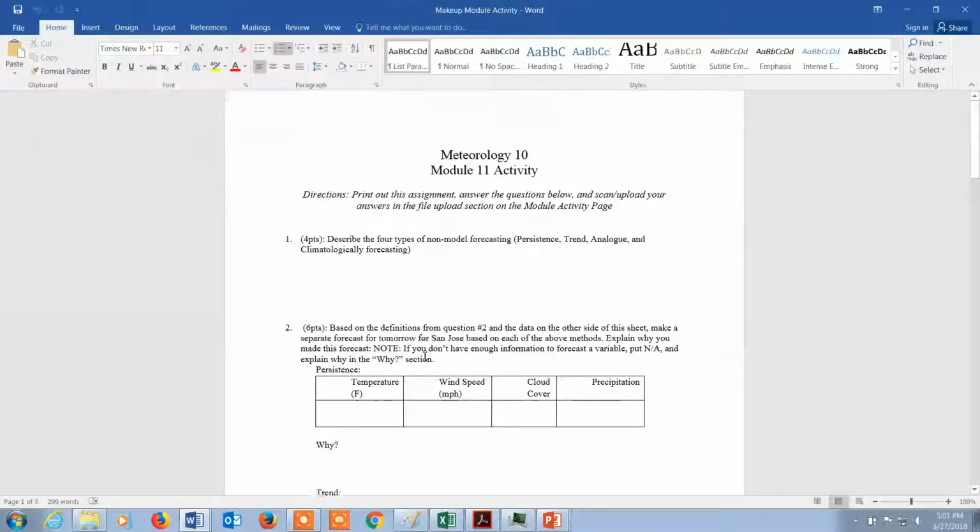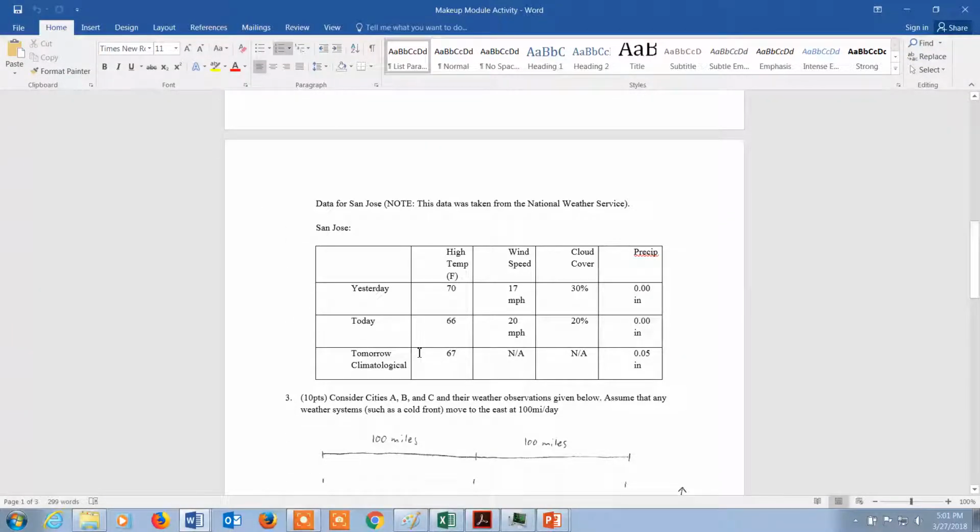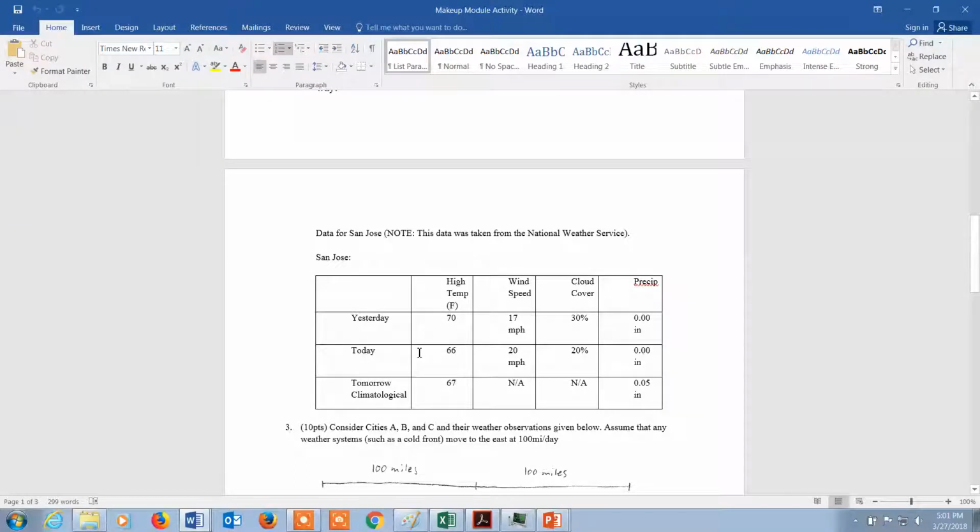So, for problem 2 here, I actually gave you a set of data on the next page. And here's what this data was actually showing you. I gave you weather conditions for yesterday, which included the high temperature, the wind speed, and the cloud cover, as well as precipitation. And then I also gave you today's weather conditions, which included high temperature, wind speed, cloud cover, and precipitation. Now, these are numbers that I got a few quarters ago, so they don't actually represent today's weather conditions, but you get the idea here.